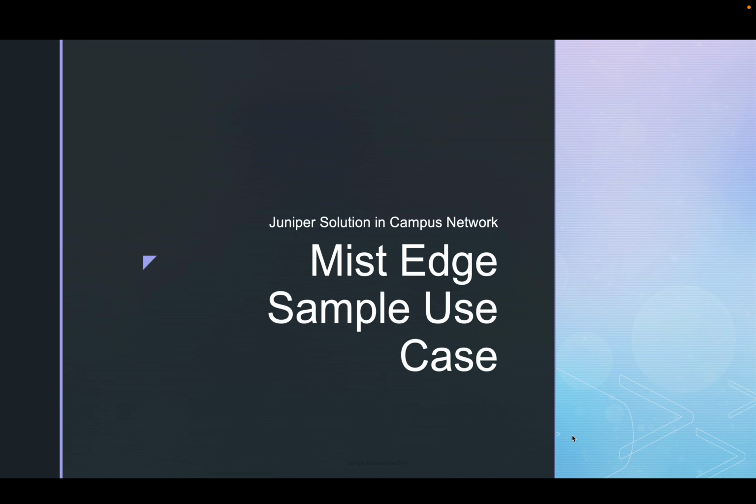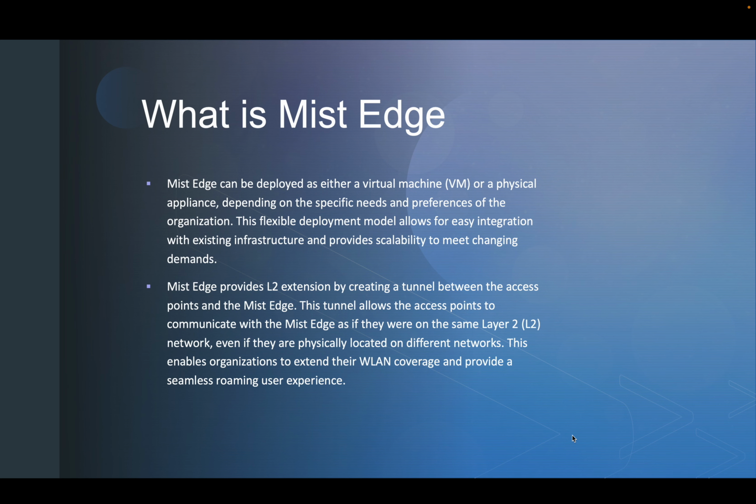In this presentation, I will talk about one of Juniper's solutions in a campus network, a Mist-H sample use case. What is Mist-H? Mist-H can be deployed as either a virtual machine or a physical appliance, depending on the specific needs and preference of the organization. This flexible deployment allows for easy integration with existing infrastructure and provides scalability to meet changing demands.